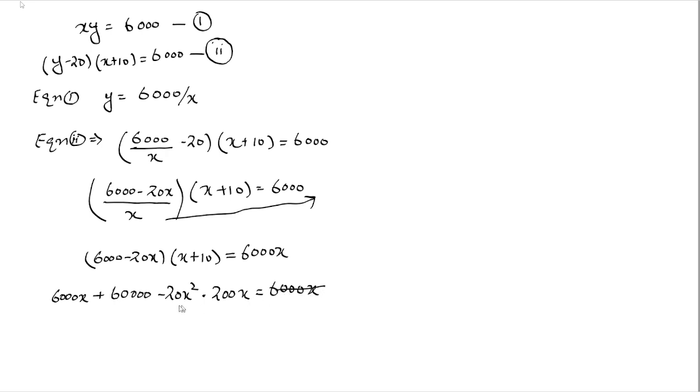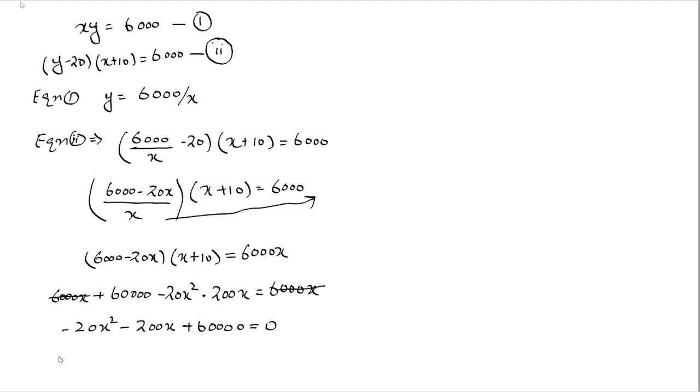x. Now these two are same numbers, so you can cross it, or you can take this 6000x to the right hand side. On the left hand side it is plus, on the right hand side it will be minus, and it will get cancelled, or we can directly cancel these two out. Now rewrite the equation in the standard order, which is minus 20x square minus 200x plus 60,000 is equal to 0.